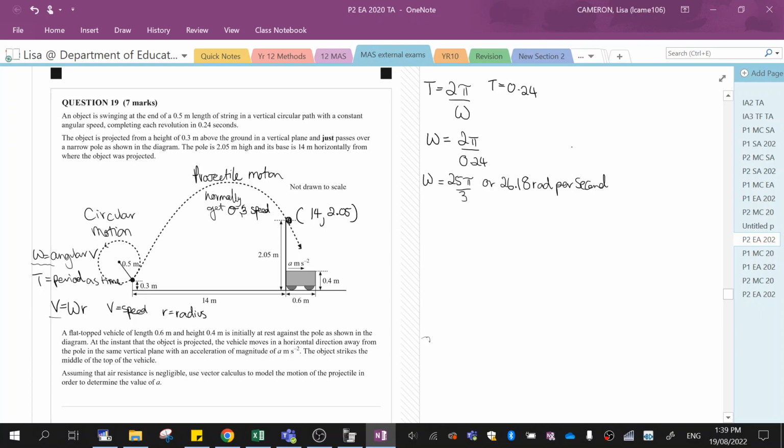Now, the next thing we want to do is calculate the actual speed, or velocity. So v is equal to rw. Unfortunately, this isn't a formula that you get given. This is one of the ones that they just expect you'll remember. So velocity is equal to 0.5, which is the radius that this thing is moving around by, multiplied by our answer from over here, 26.18. Once you pop that in the calculator, that will give you an answer of 13.09 meters per second. So now I currently have my speed for this.